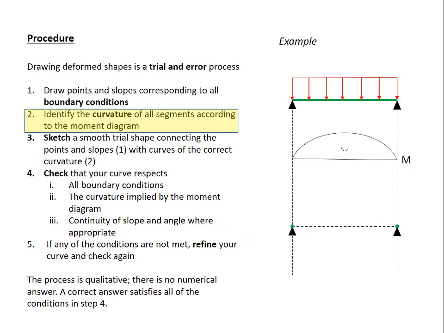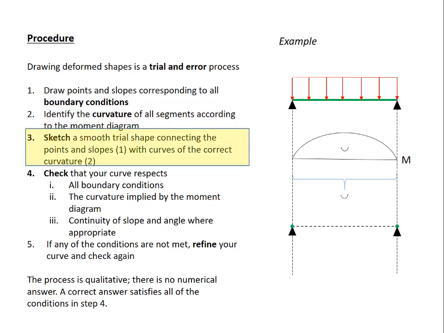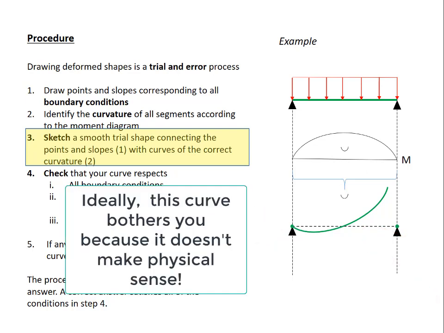Step 2. Identify the curvature of all the segments according to the moment diagram. Well, there's only one segment of the moment diagram, and over that whole segment the curvature is concave up. Step 3. Sketch a smooth trial shape. This is the hardest part when you're learning, and this is where people make the most mistakes. Let's just sketch something in. Say I sketched this curve. It starts at 0 at the left end, and it's concave up. We have a trial curve.